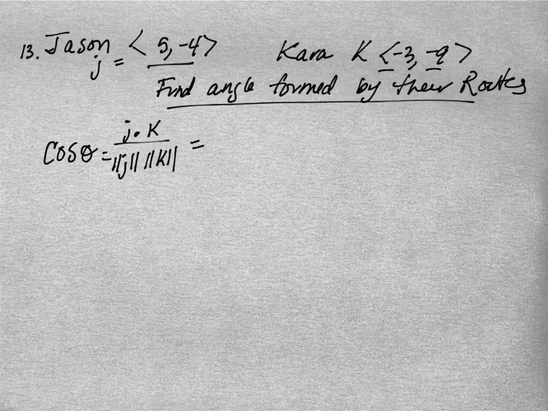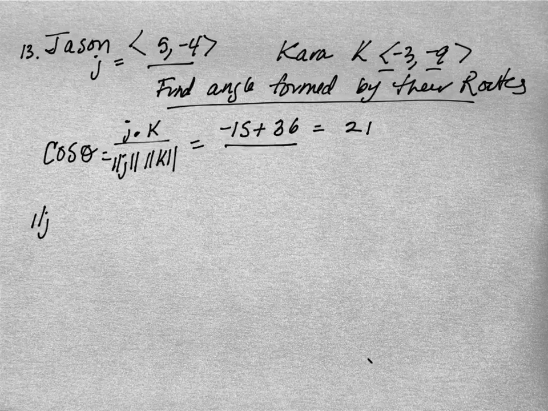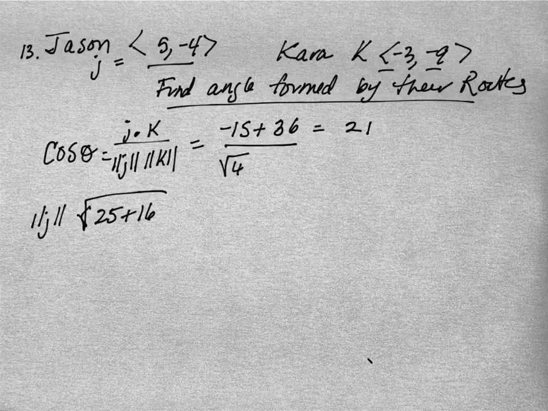So the dot product of j times k is negative 15 plus 36, which is equal to 21. And then the magnitude of j would be the square root of 5 times 5, or 25, plus 16, which is the square root of 41. So put that down here, square root of 41.